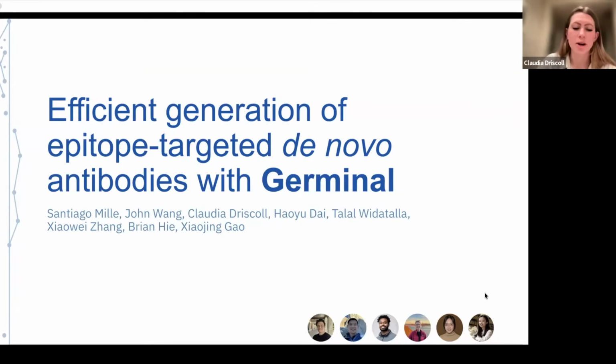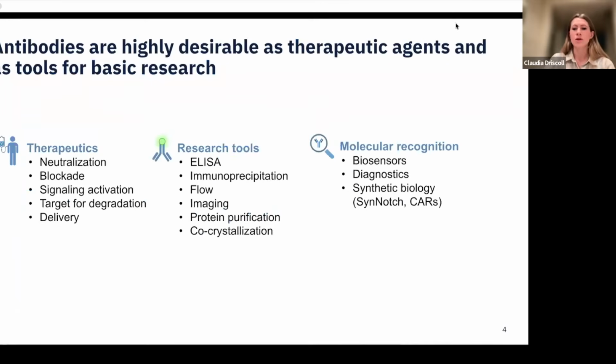I think Brian described the team as a lean and scrappy team, and I think that describes it perfectly. Anyway, we're going to be talking today about one of the many very exciting antibody design models that came out over the last couple months. Ours is Germinal. I'll start with the obvious question, why antibodies?